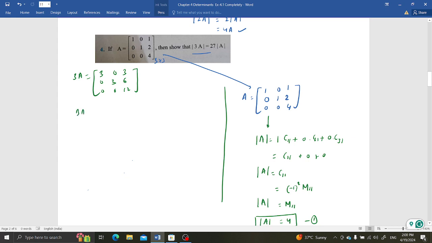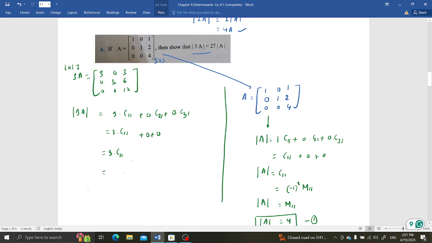And what is the determinant of 3A? This is our LHS. I am evaluating the LHS here. The determinant of 3A will be, I'll expand along the first column again. So 3 times 12 into 3, or we can say 3 times C11, and the rest of them are C21 times 0 and C31 times 0. So we have 3 into C11.